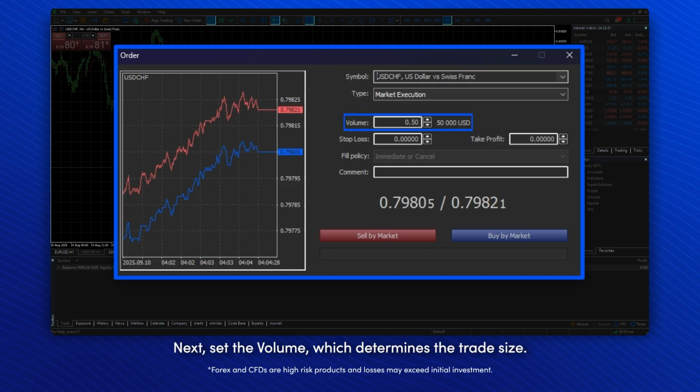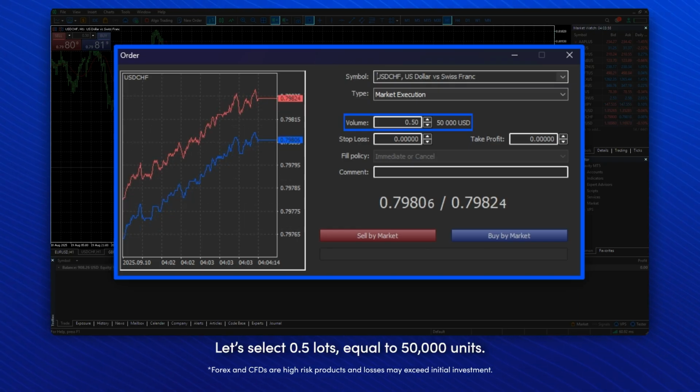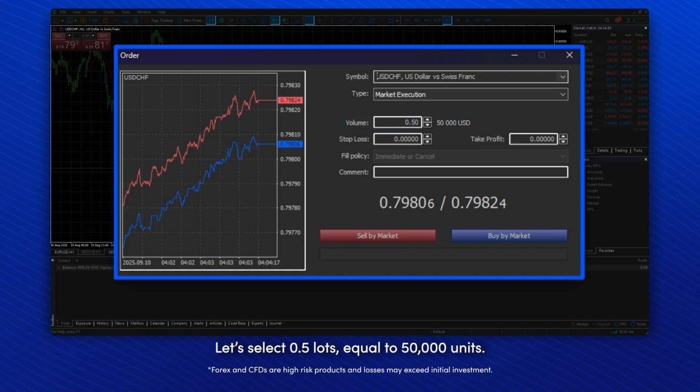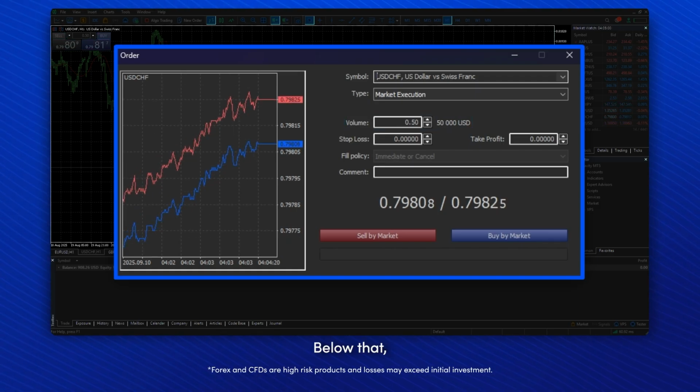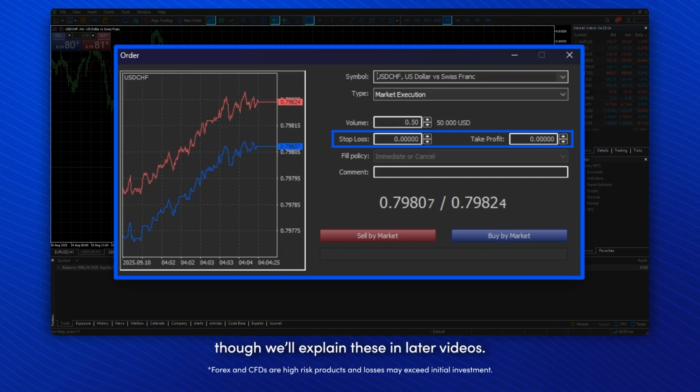Next, set the volume, which determines the trade size. Let's select 0.5 lots, equal to 50,000 units. Below that, you can set a stop loss and take profit, though we'll explain these in later videos.